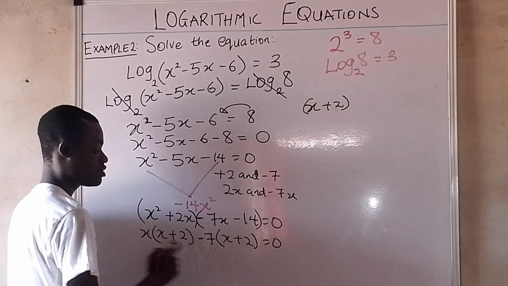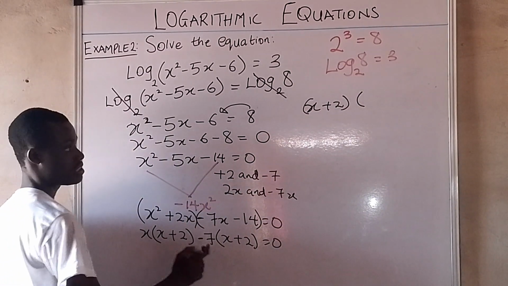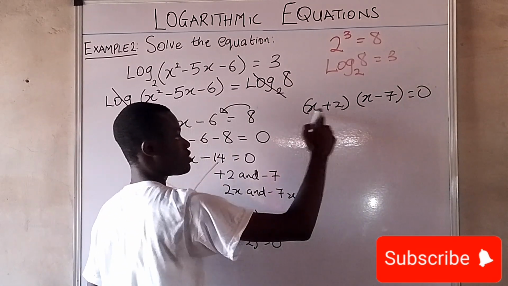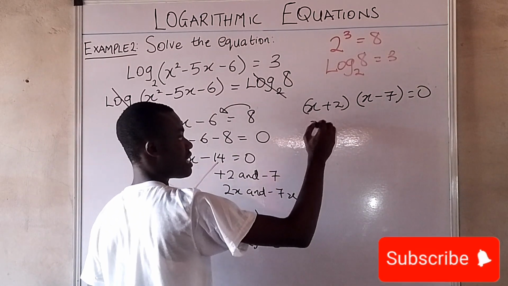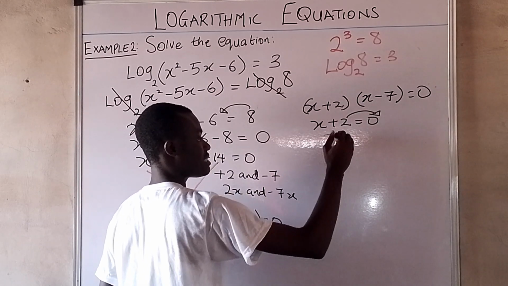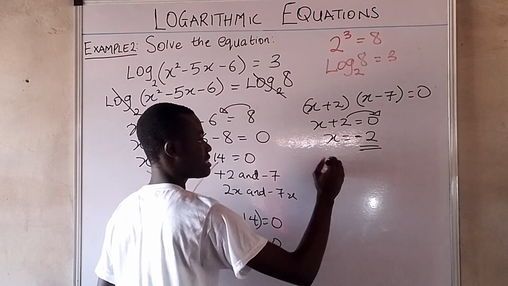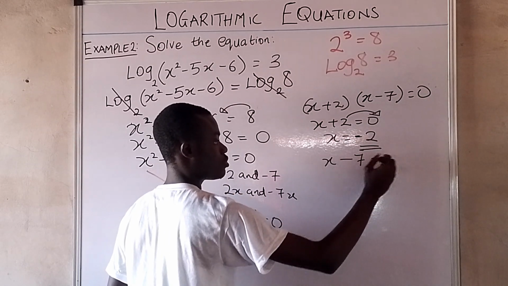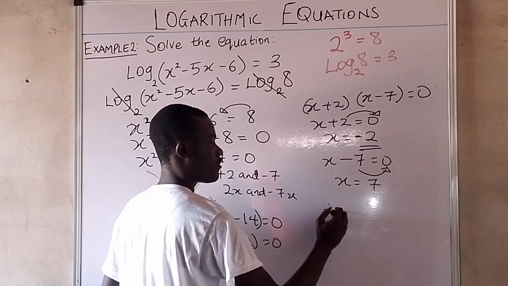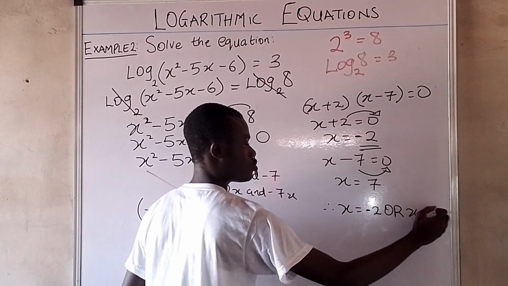Next, what was outside the bracket, I'm going to place them in a separate bracket. So I'm left with x and minus 7 outside. So x minus 7 is equal to 0. So I can take this and make it equal to 0. So I have that x plus 2 is equal to 0. When I take plus 2 to the other side, x is equal to what? Minus 2. So for the other equation, I have that x minus 7 is equal to 0. When I take this minus 7 to the other side, I have that x is equal to what? 7. Therefore, x is equal to minus 2 or x is equal to 7.